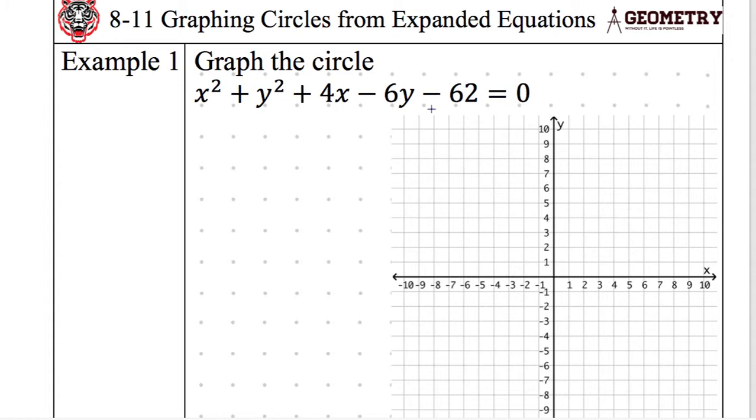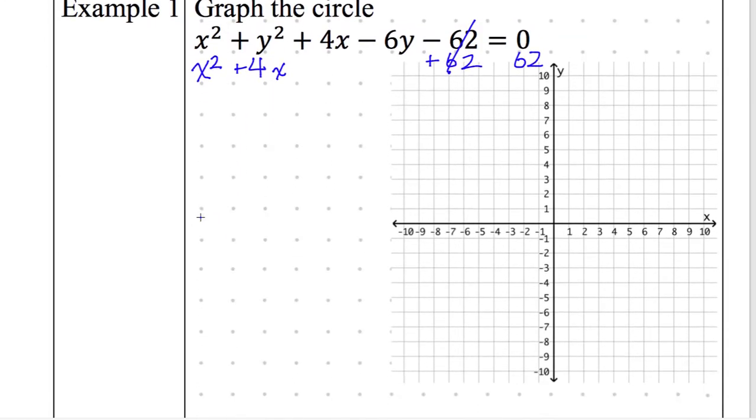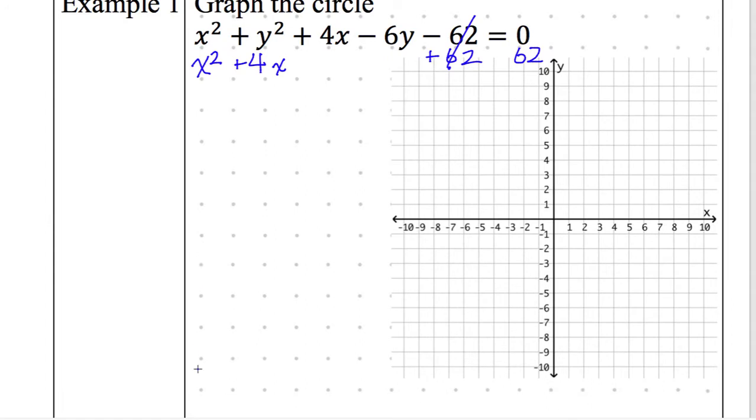First step, move the 62 over. Tell me what to do to both sides, Beverly. All right. And can you group the x's and y's for me as well? It's going to be, we'll do it down here, y squared minus 6y. All right, Beverly, thank you.